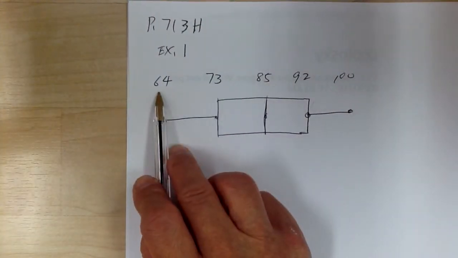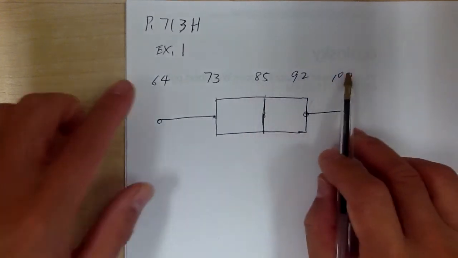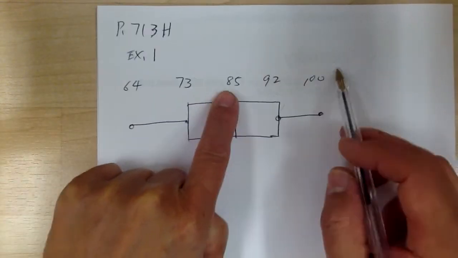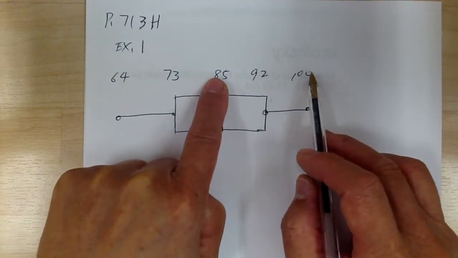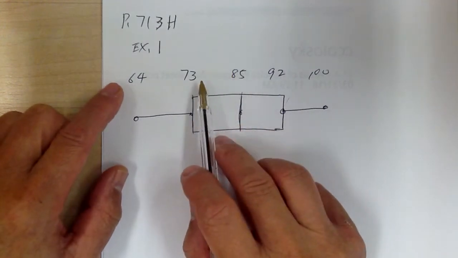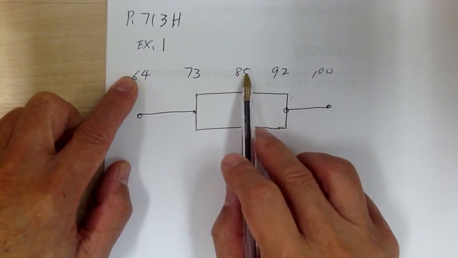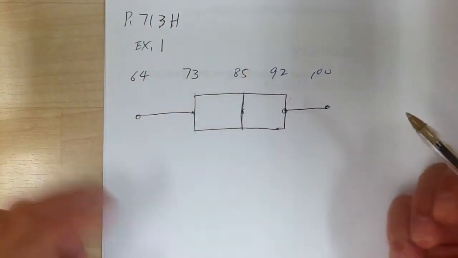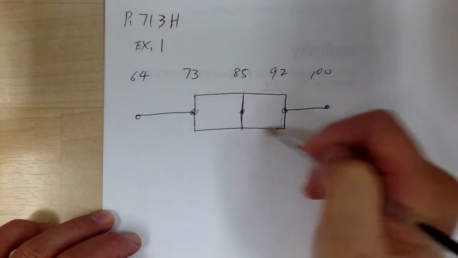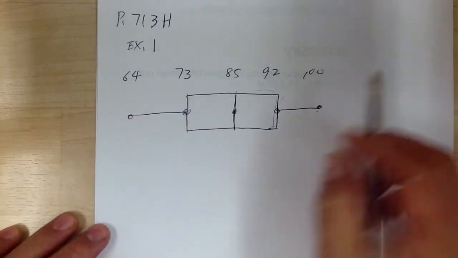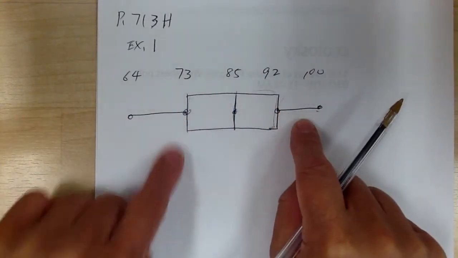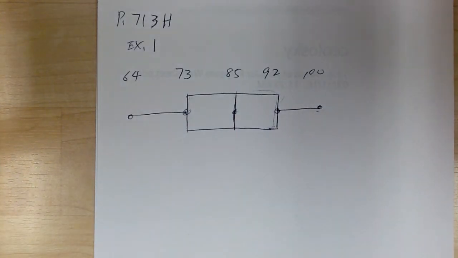So this is the lowest number, this is the highest number, and the middle number between them is your median. And the middle number between the median and the highest number is your third quartile. The middle number between the lowest number and the median is your first quartile. And then after that, you can draw the dot, and then you put a box over here and you draw the two lines. So this is called a box and whisker plot. And that's it for this one.